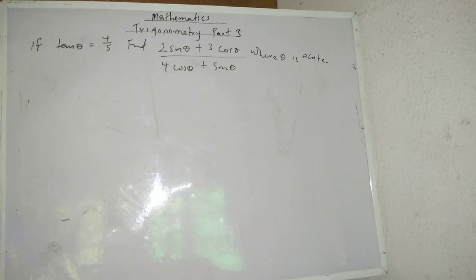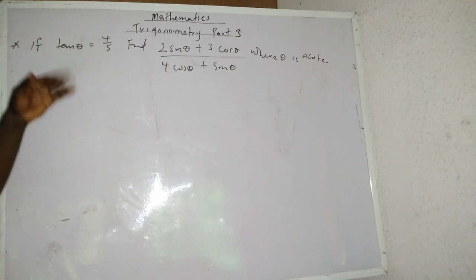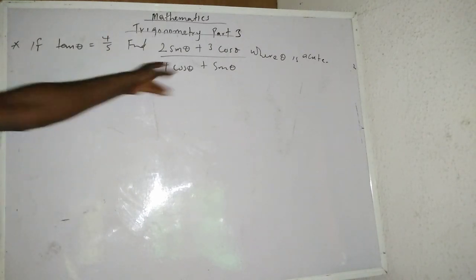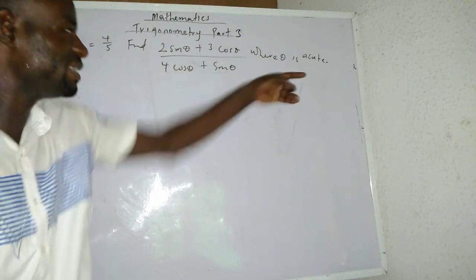I have problem number 1. If tan theta is equal to 4 over 5, find this, where theta is acute. When we talk about acute, it means my angle is below 90. If it is obtuse, it is above 90, which is 90 to 180. If it is reflex, it is above 180, up to 360.